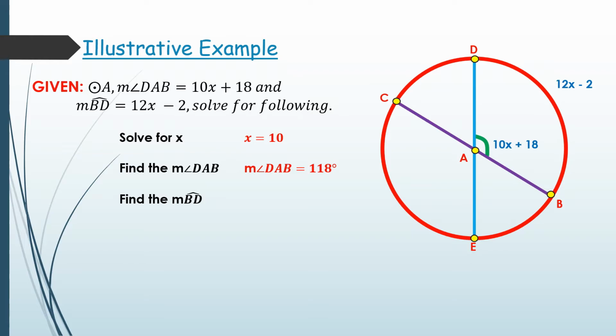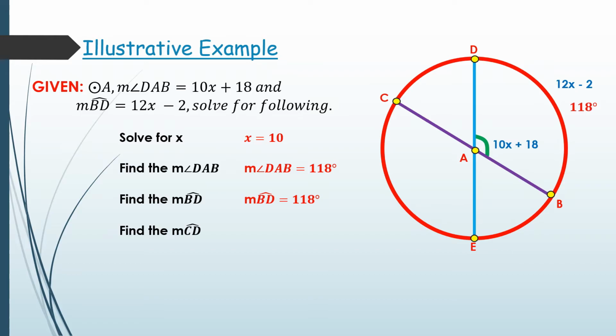Now let's find the measure of arc BD. Since arc BD is the intercepted arc of angle DAB, the measure of arc BD is equal to 118 degrees, which is the same as the central angle. If you want, you can also use the 12x minus 2, replacing x with 10, then minus 2. So you will have 120 minus 2, which will give you the same answer, which is 118 degrees.